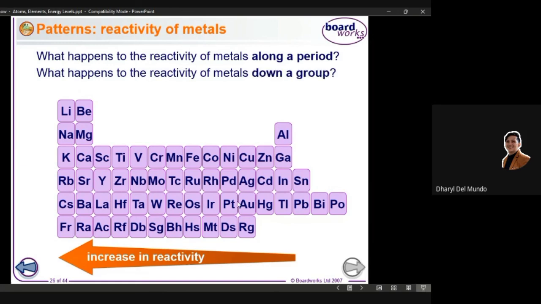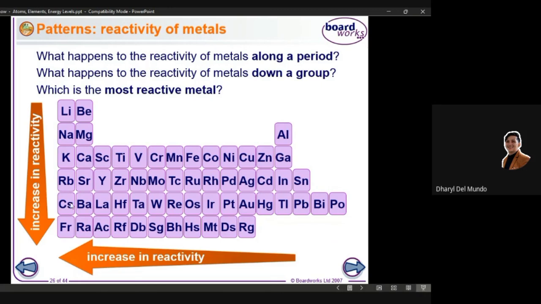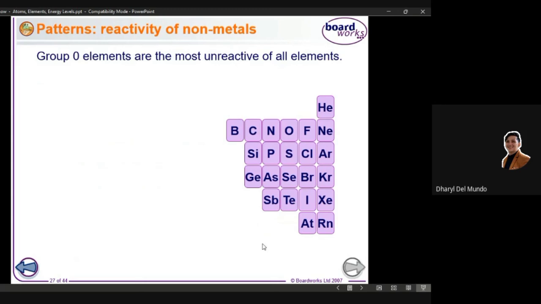Alright? So what happens to the reactivity of metals down a group? So when you go down the group, it also increases in reactivity. So, which is the most reactive metal? Fr, or francium. Alright? And group 0 elements are the most unreactive of all elements. Okay, these are the noble gases because they are already stable. So when you are stable, you are unreactive. Okay, you don't need to look for anything else because everything is already with you. That's why you are very unreactive.